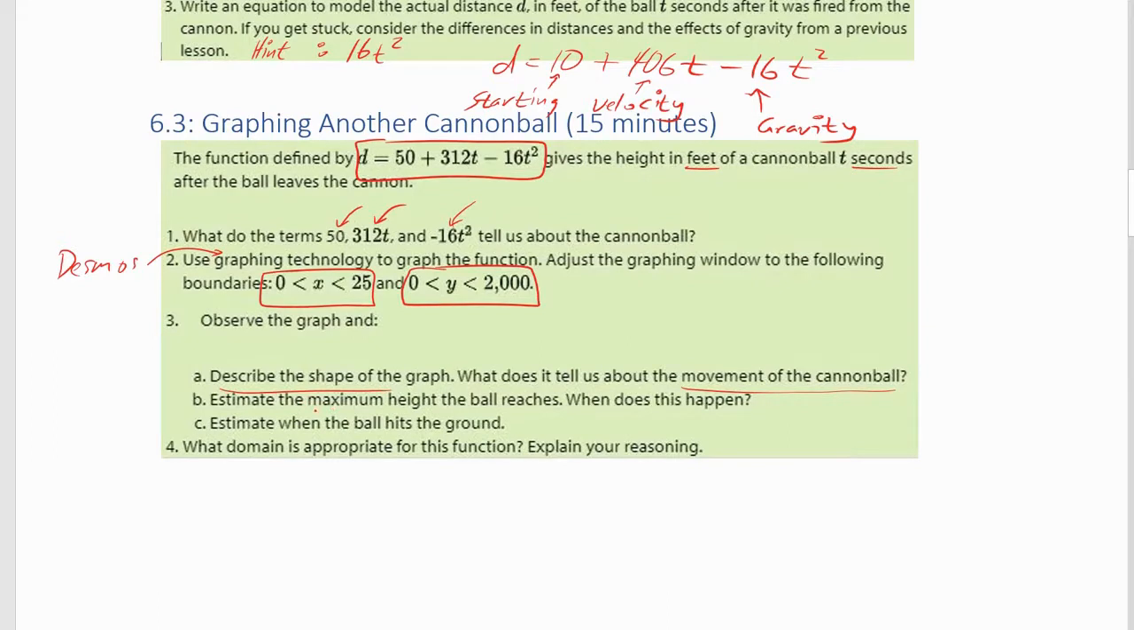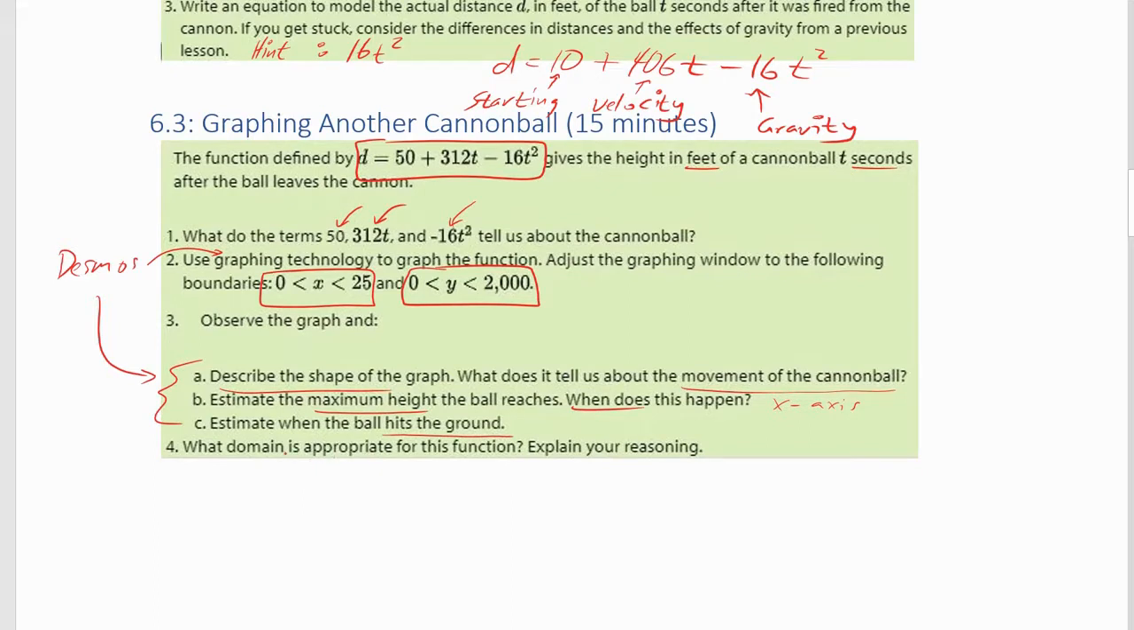In part B, tell me where the maximum height is, and when that happens. So when on the x-axis does that happen? And estimate when the ball hits the ground. You can see all those three things if you use Desmos. So make sure you do that, because that's something you need to be able to do.